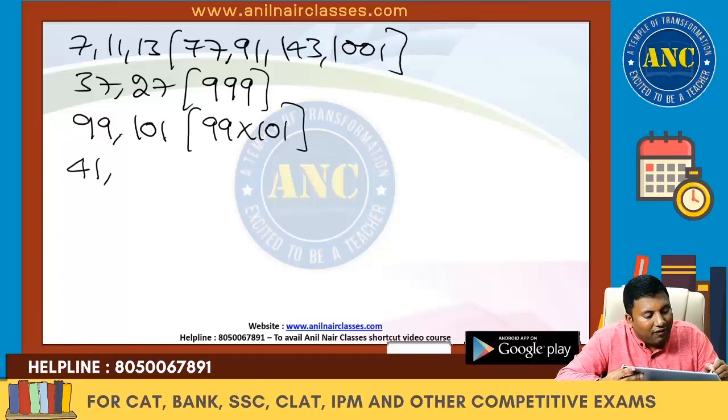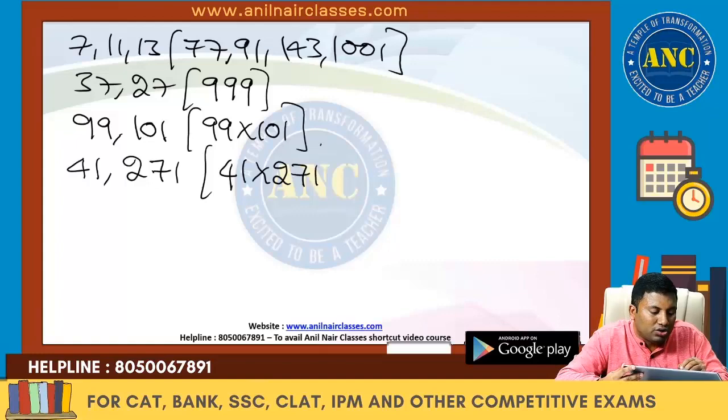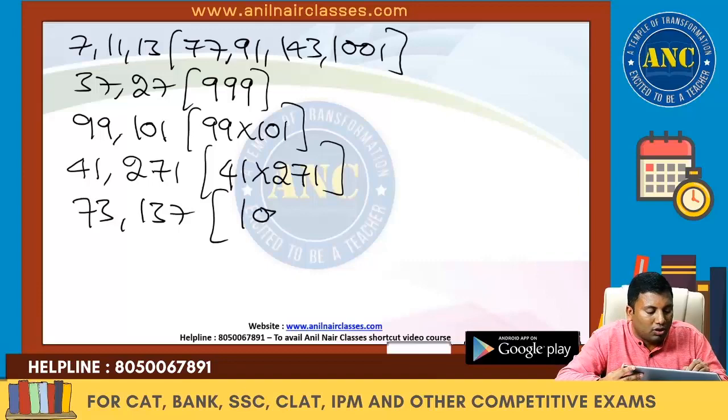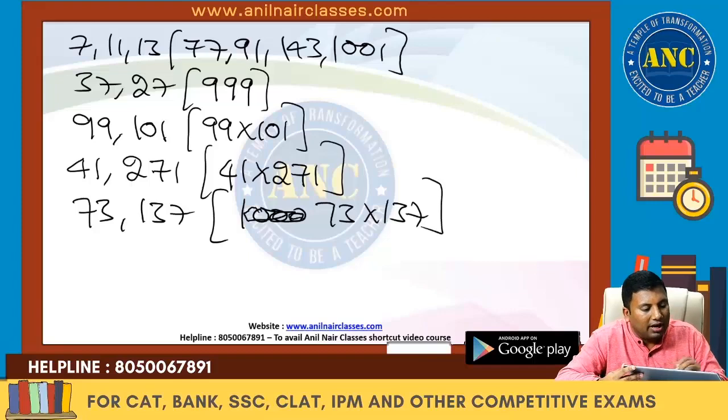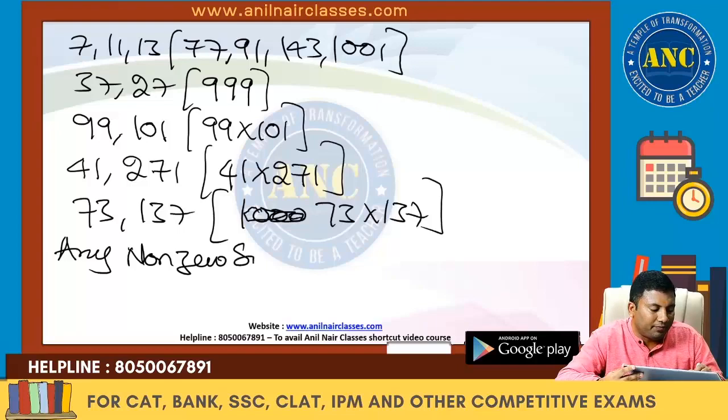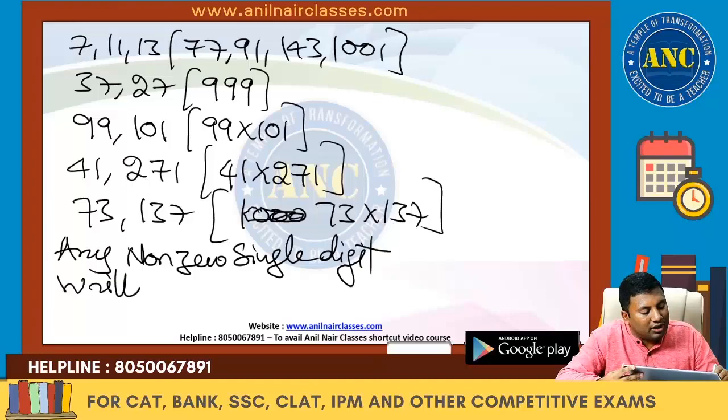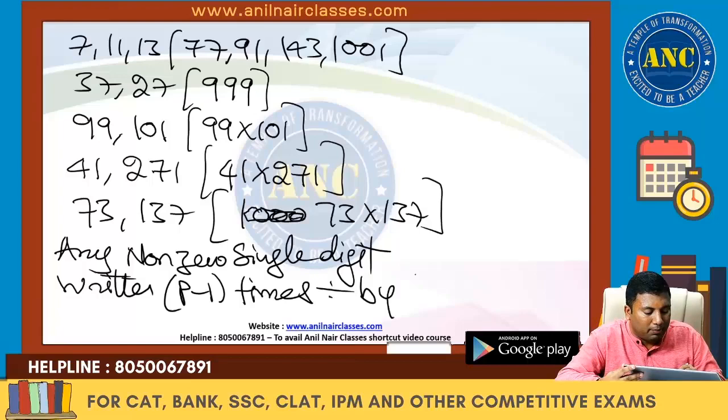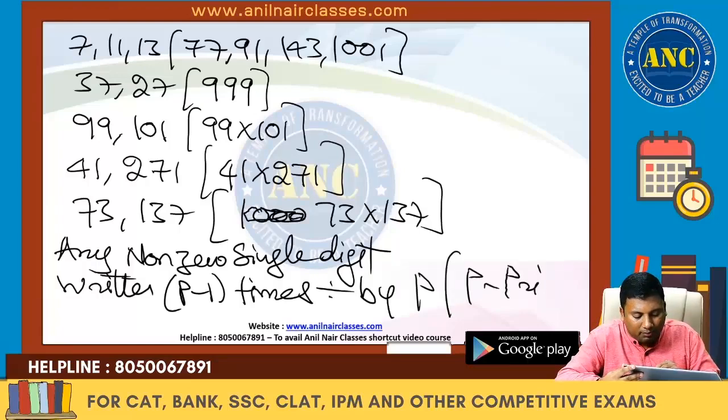Divisibility rule for 41 and 271, which also holds good for 41 into 271. Divisibility rule for 73 and 137, which also holds good for 73 into 137. And what is the last concept? Any non-zero single digit written p minus 1 times is always divisible by p if p is a prime number not equivalent to 2, 3 and 5.